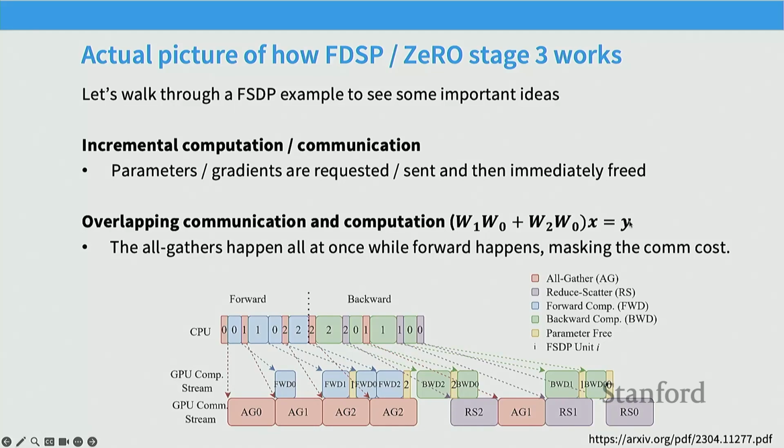So let's imagine we have a computation graph that looks something like this. W1, W0 plus W2, W0 times X, some input, let's say, is Y, right? So some very simple computation graph like this. And then you might run FSDP, and you will get actually computation and communication that looks like this block diagram at the very end here.